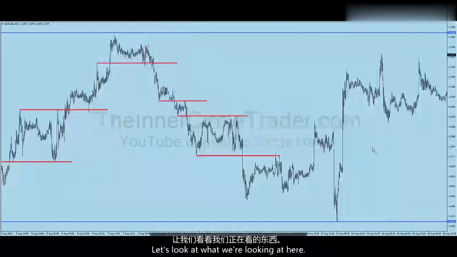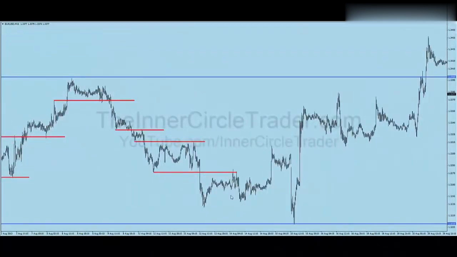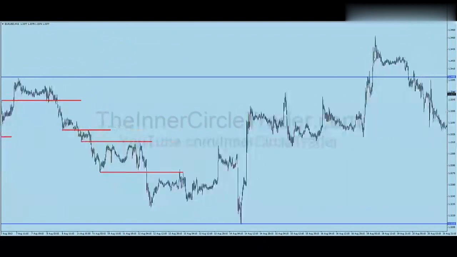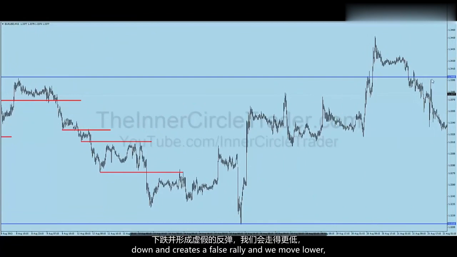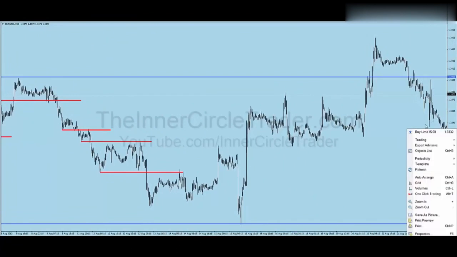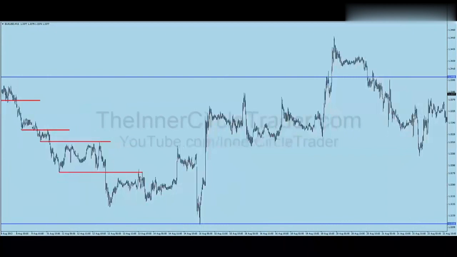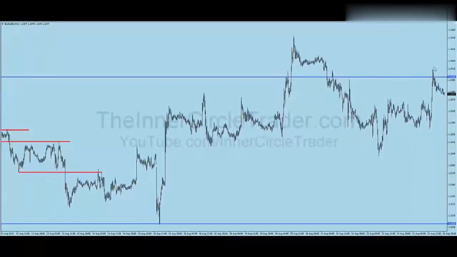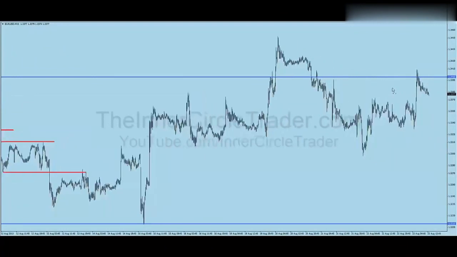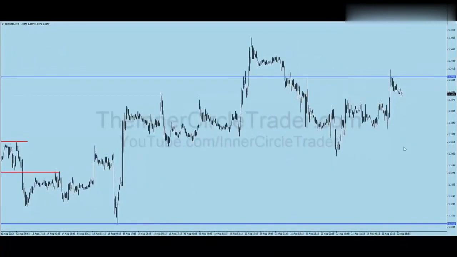Okay, let's look at what we're looking at here. We have a consolidation, a rally, a consolidation, a rally, a failure swing, then the market breaks down and creates a false rally, and we move lower. Move lower, rally, move up into old resistance, okay? And this is where we're at right now.